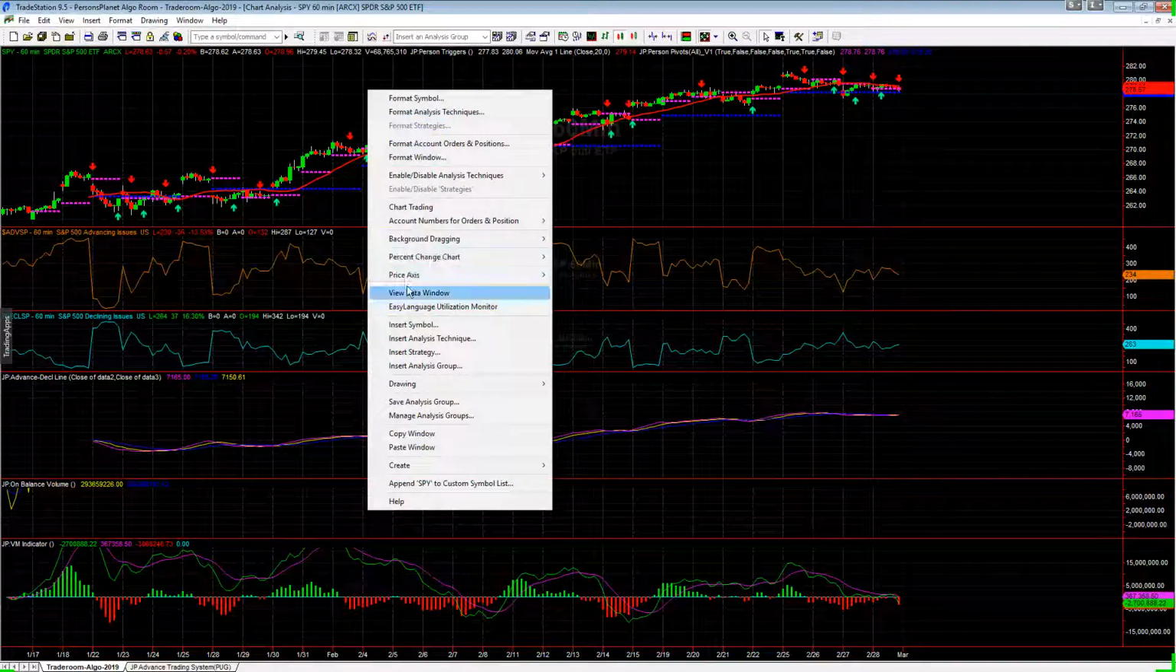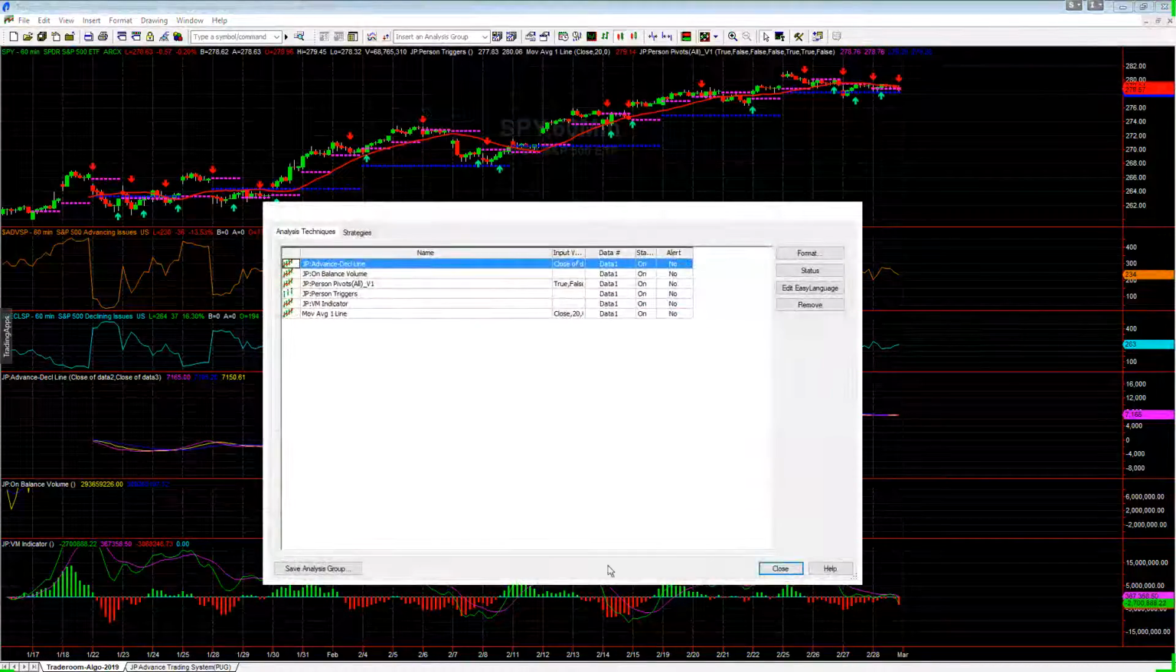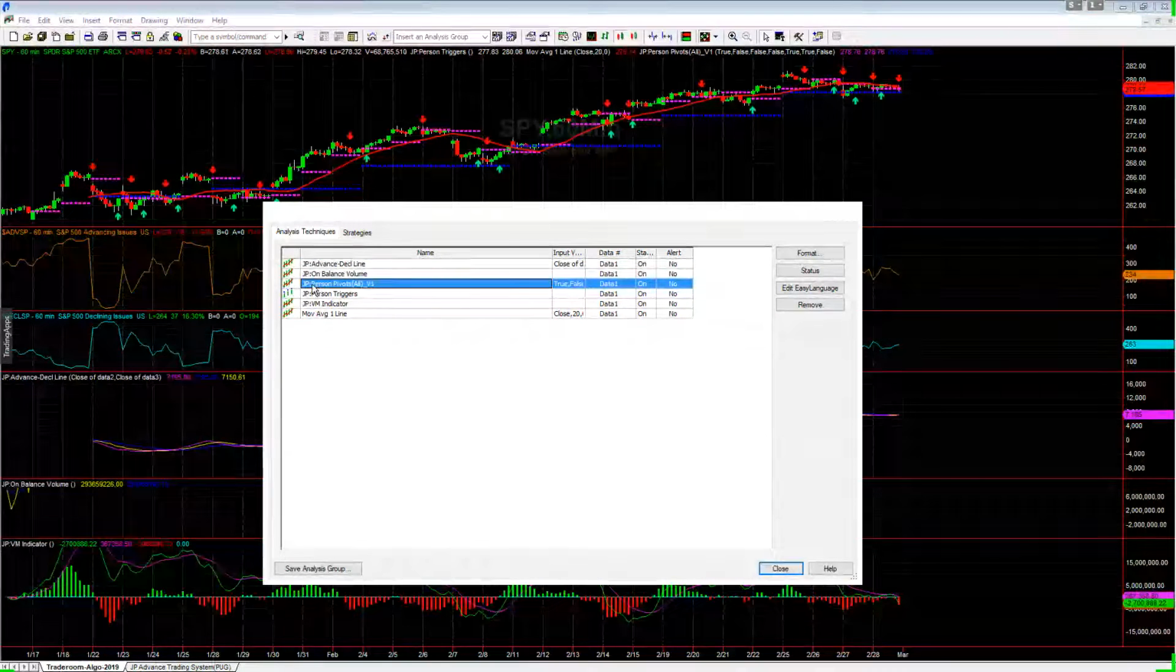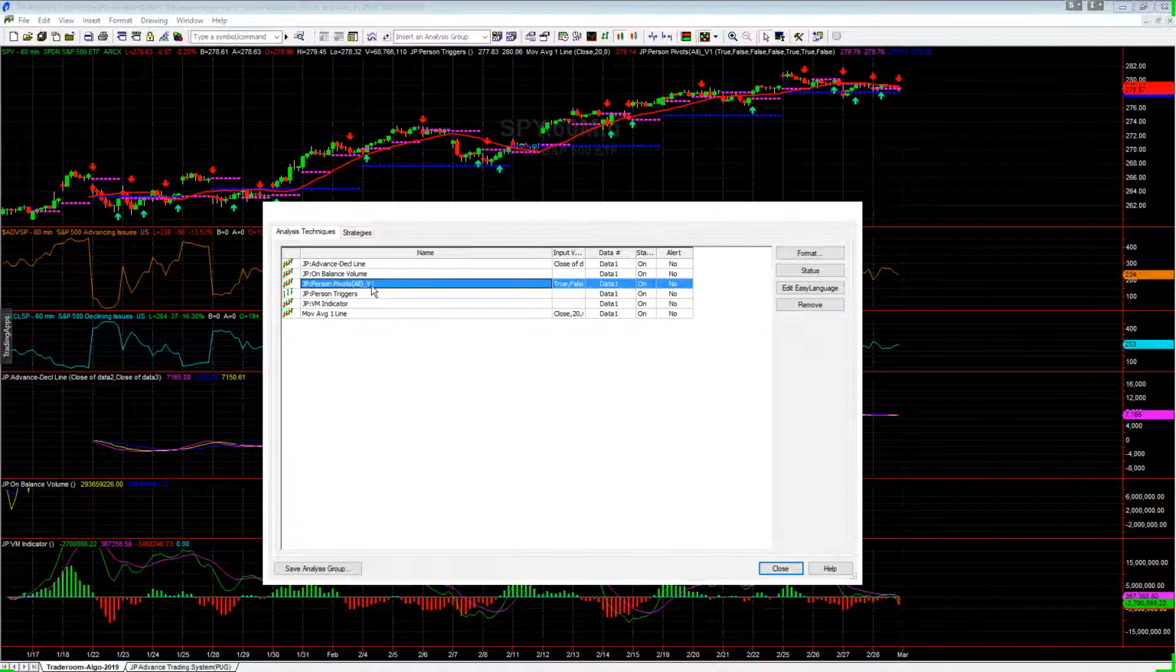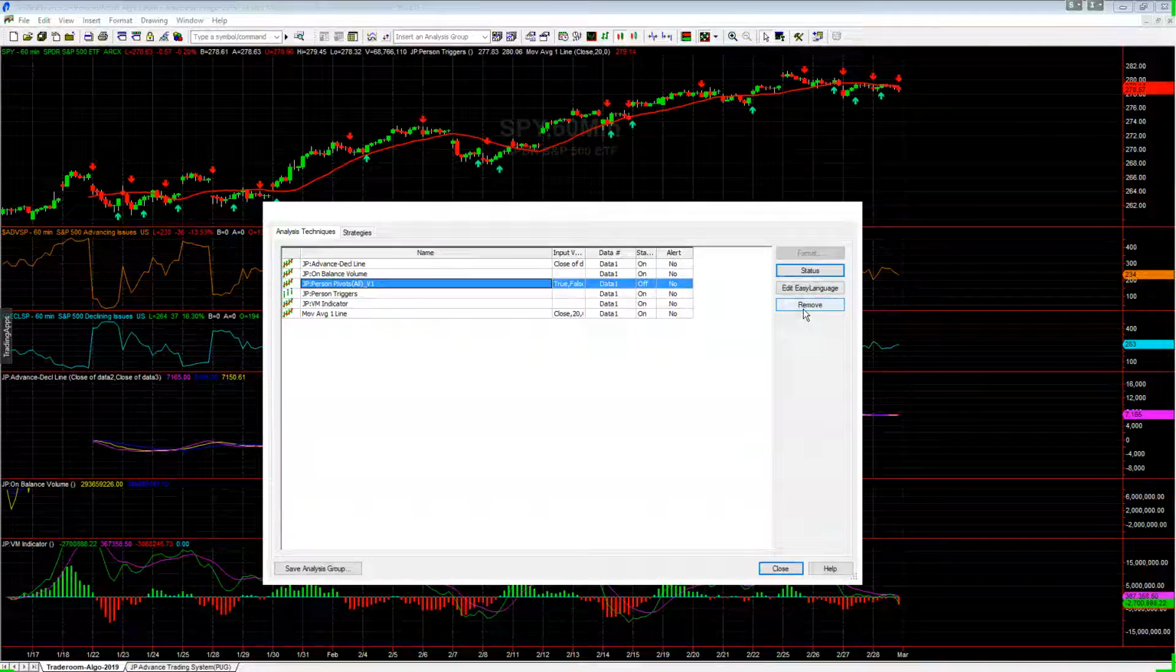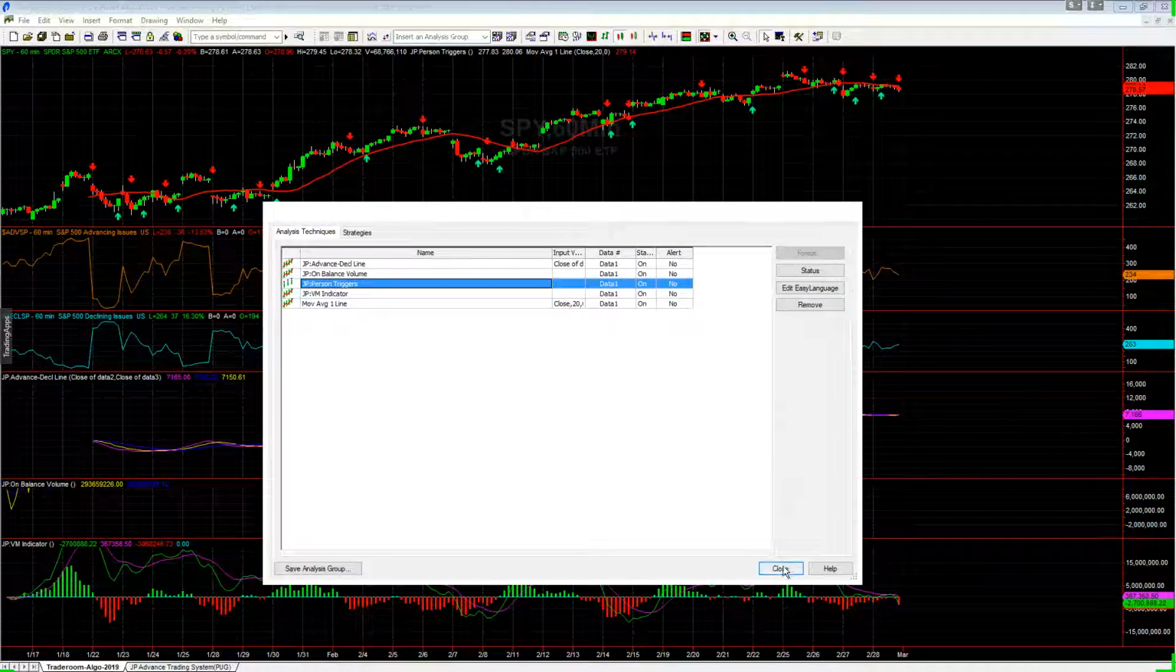Well, the funny thing is we're going to go to format analysis, and you'll notice it says J Person pivots all underscore V1. Actually, I'm going to just remove it. And I'm going to say, well, interesting.